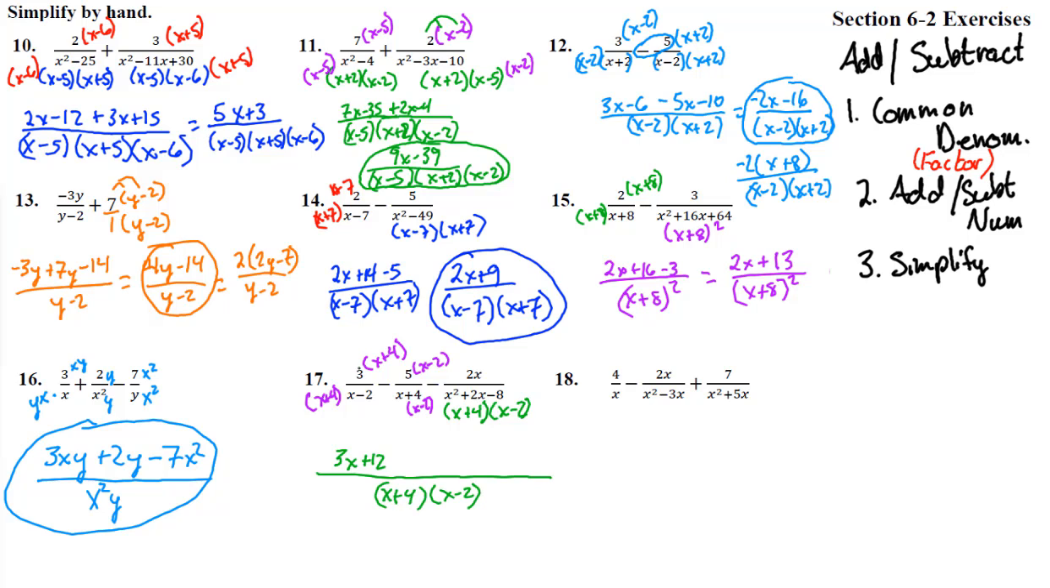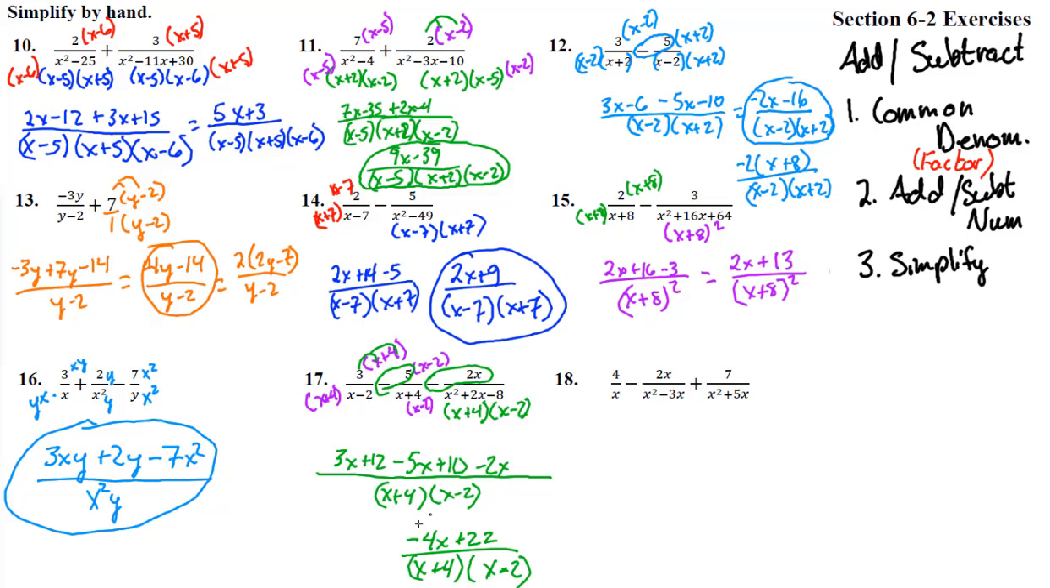There we go. So 3x plus 12 minus, remember this minus comes in, so that's minus 5x plus 10. And then that guy is already there, minus 2x. 3x minus 5x is negative 2x, minus 2x. They don't cancel. That's a minus 4x plus 22 all over x plus 4, x minus 2.